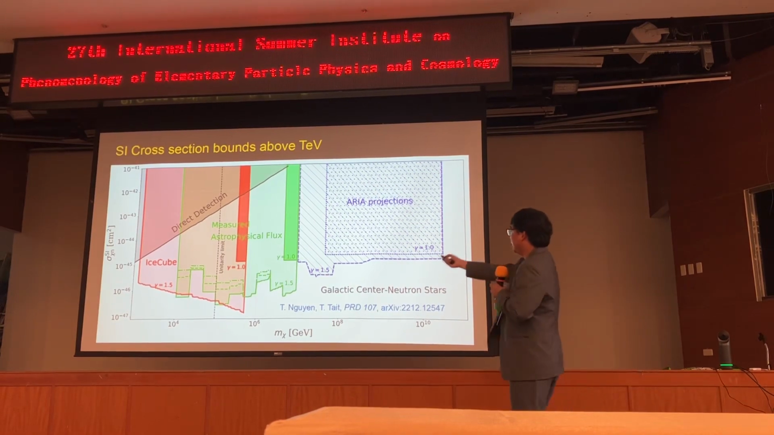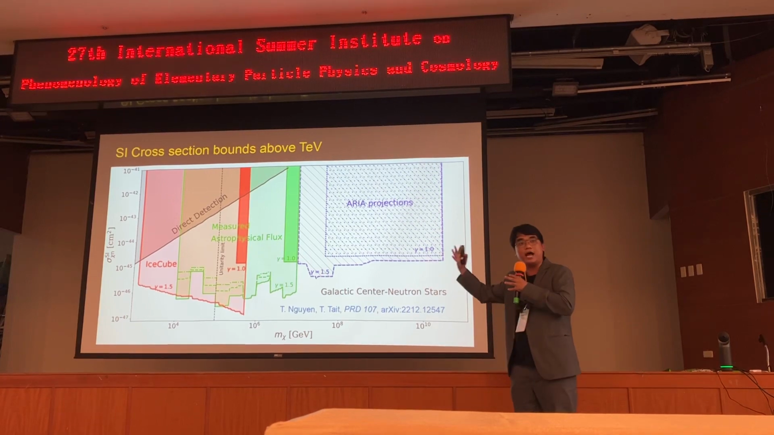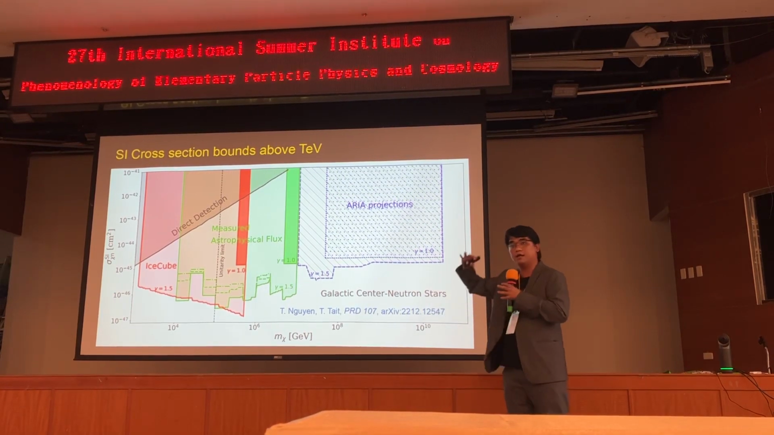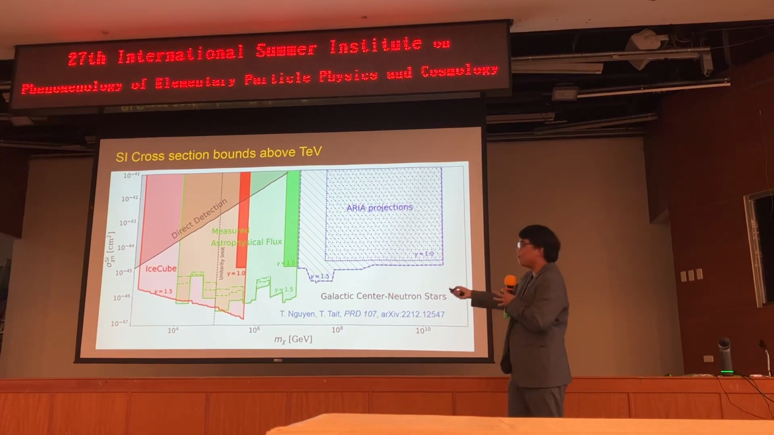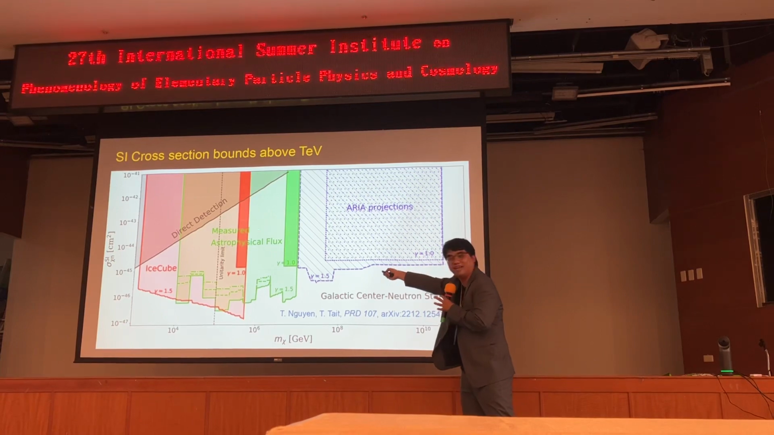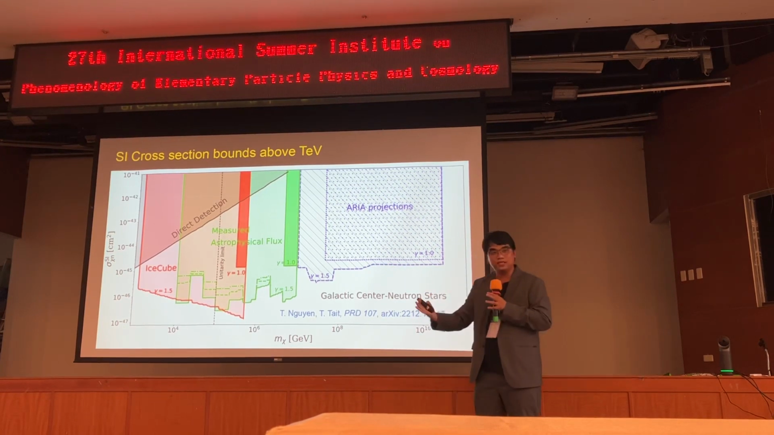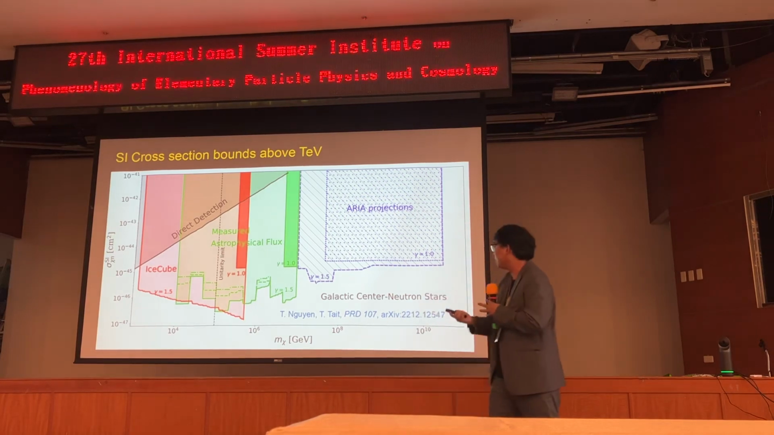Another thing you can see is that these bounds are very dependent on the dark matter density profile inside the galactic center, and we don't know exactly what it is. So if in the future we detect dark matter here, we can get some information about the dark matter density in the galactic center.